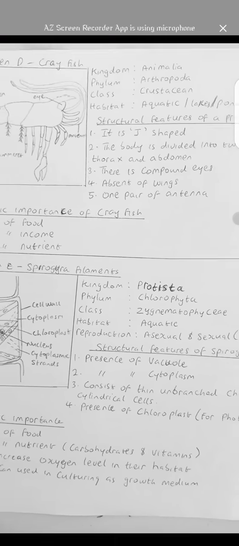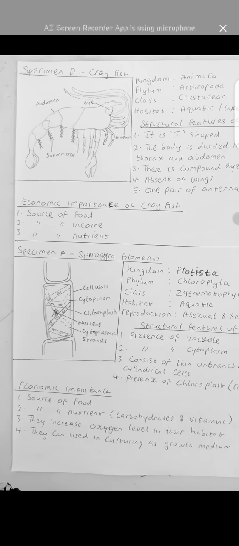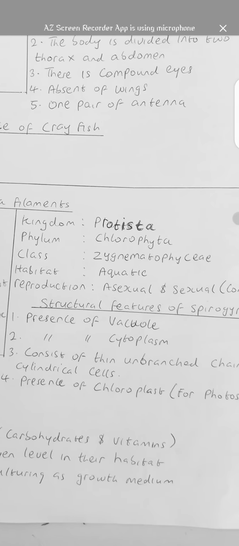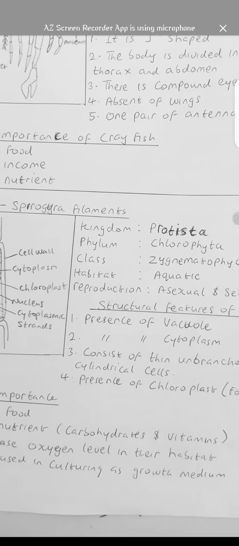Number 1 is a source of food. Don't ask me. It is actually a source of food. Number 2, source of nutrients, carbohydrates, vitamins. They increase oxygen level in their habitat. They can be used in culturing as growth medium. Okay, they can be used in the lab as growth medium for microorganisms. Okay, so that's it. So let's move to the next one.